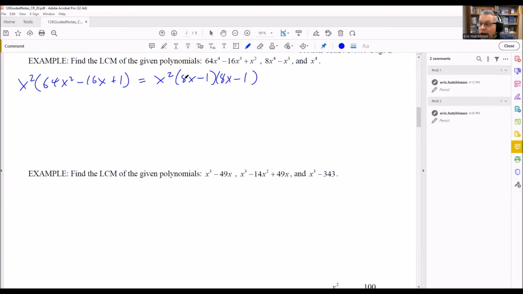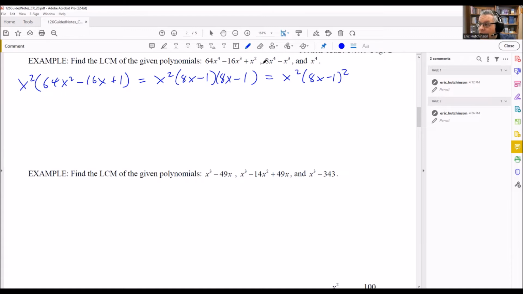So let's multiply to make sure we did this correctly. 8x and 8x is 64x squared. We have minus 8x, which gives us minus 16x. Negative and negative is a positive 1. So yes, that is correct. Now we could also write this as 8x minus 1 squared. That's a good thing to do. If you see something like this repeated, it's better to write it as a square.